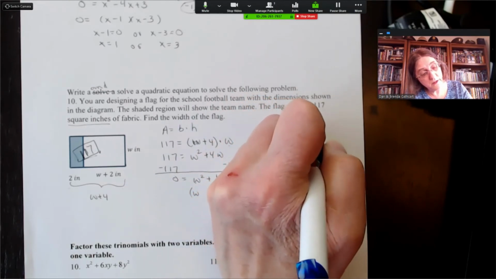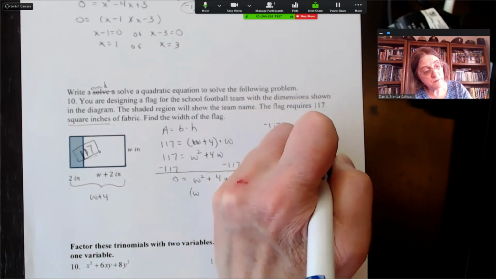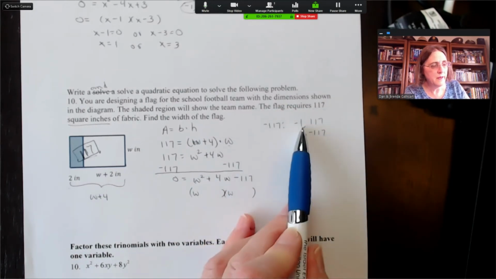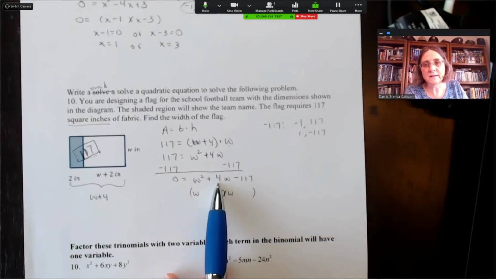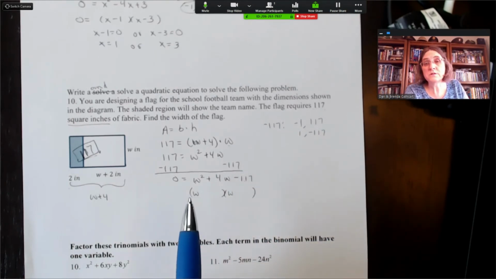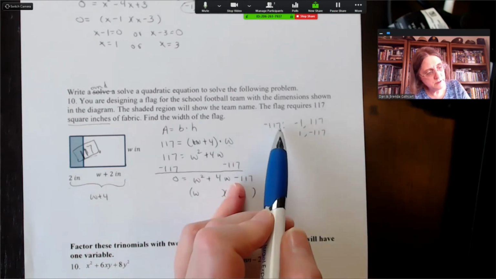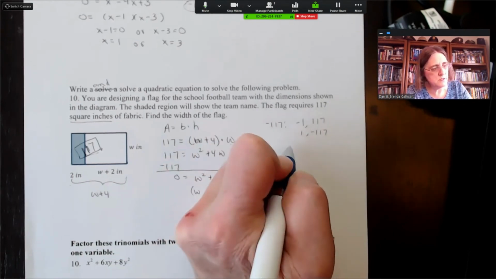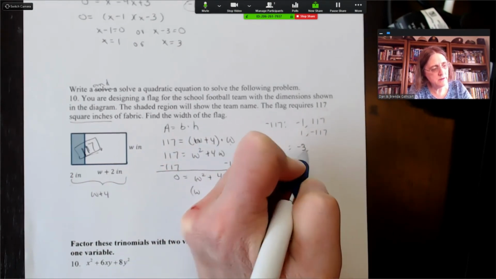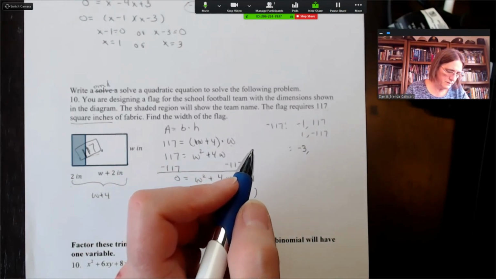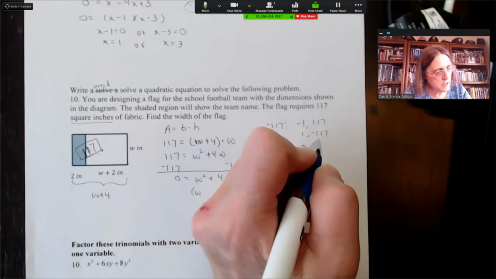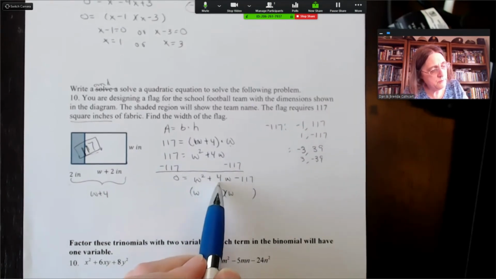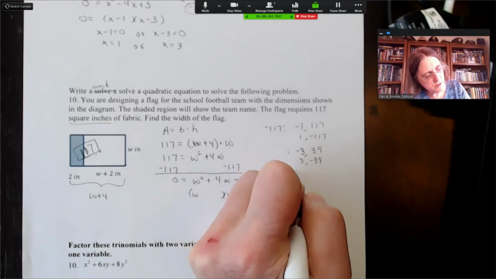We know negative 1 and 117, and 1 and negative 117. But remember, our goal with these factors is to add up to our middle term. And adding these two together does not get us anywhere near 4. So what else goes into 117? Well, the digits add up to 9, and 9 is divisible by 3, so I know 3 goes into 117. So let's try that. 3 goes into 117 39 times. Do those add up to positive 4? No. So let's try some more.